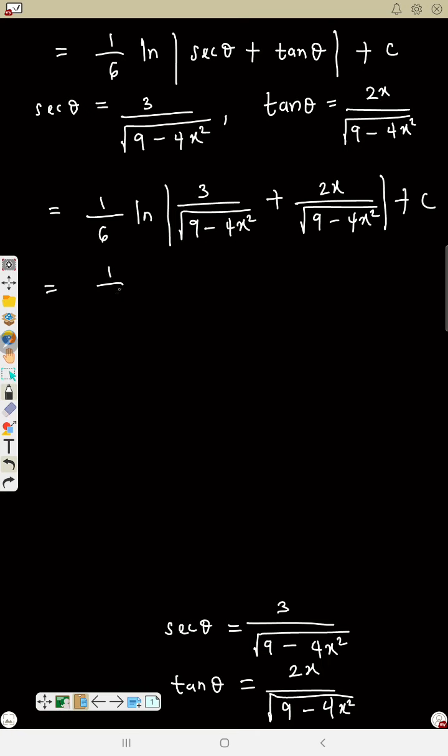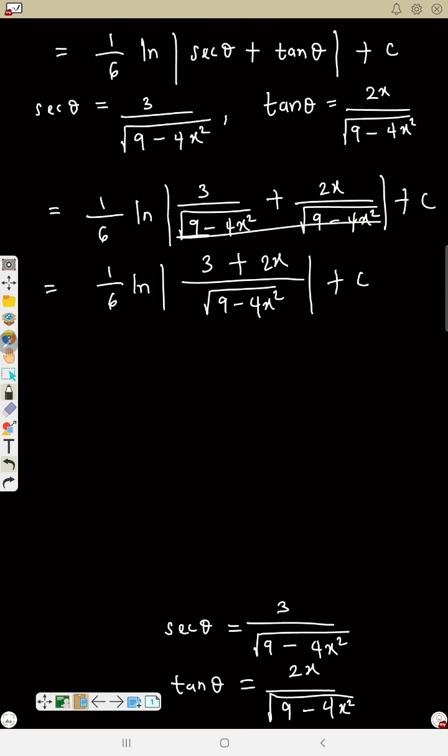So this will be 1 over 6 ln. LCM is square root of 9 minus 4x square. So this in this is 1, then 1 times 3 is 3, plus this in this is 1, then times 2x, that is 2x. So plus c. We found the LCM here. Now we need to simplify further again.